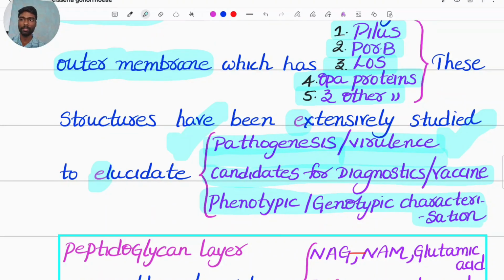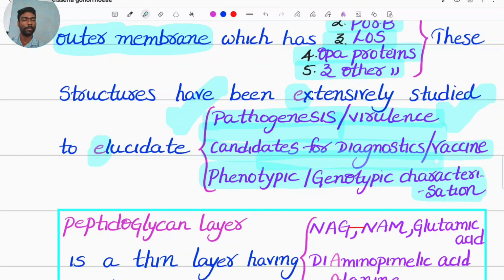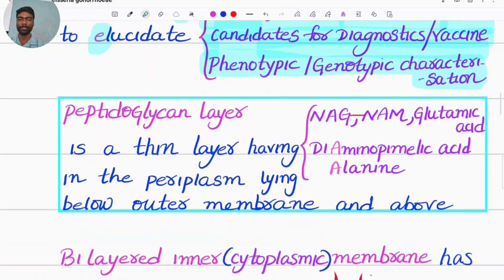Pathogenicity means it will cause or it won't cause a disease. That's it, qualitative. Then using these proteins, we can develop a diagnostic test, or we can develop a vaccine or not, to elucidate. Using these proteins to differentiate, to characterize different strains phenotypically and genotypically.